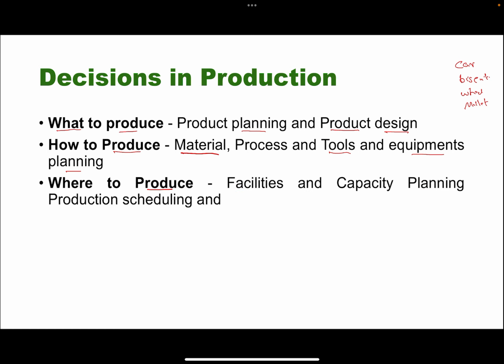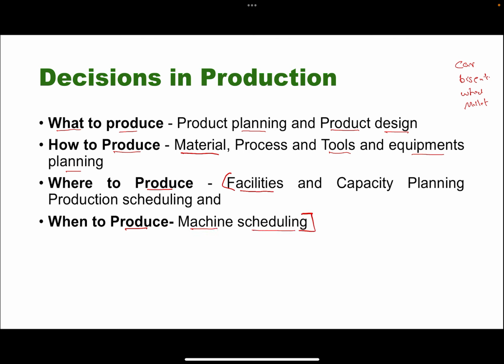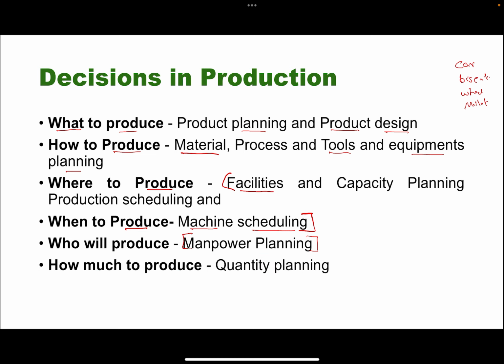Then where to produce. What facilities are needed, and what type of layout is needed, also needs to be decided. That is another decision process. Then when to produce, how to schedule the machines, and at what time machines should be operated. And who will produce, that is what the manpower should be, how to use the manpower, and the number of men needed to manufacture that. And how much to produce, that is related to quantity planning. So these are the important decisions that need to be taken in production.